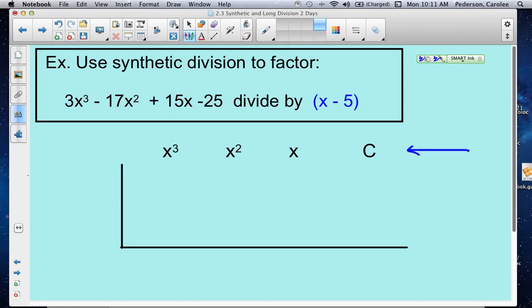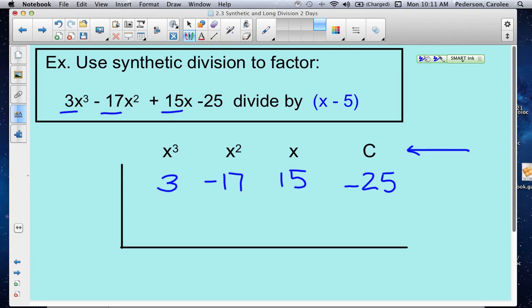Now what I do to set up the box is I look at the coefficients of those terms. So the first coefficient of the x cubed is 3. So that's just going to go right underneath that. Then my next coefficient is negative 17. My next coefficient is a positive 15x. So 15 goes there. And then my constant is negative 25. So it is 3x cubed minus 17x squared plus 15x minus 25. So I'm just looking at the numbers.